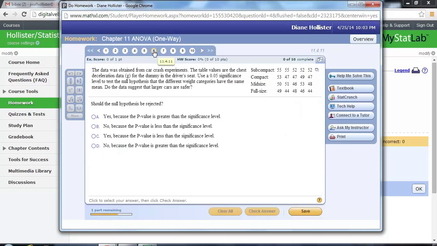If you click through and you take a look at your homework, this particular problem has raw data instead. The question is regarding car crash experiments. The data values are in the table for the chest deceleration data for the dummy in the driver's seat in different sizes of cars, sorted by compact, mid-size, and full size. So we're going to use the 0.05 significance level to test the null hypothesis if the different categories have the same mean.